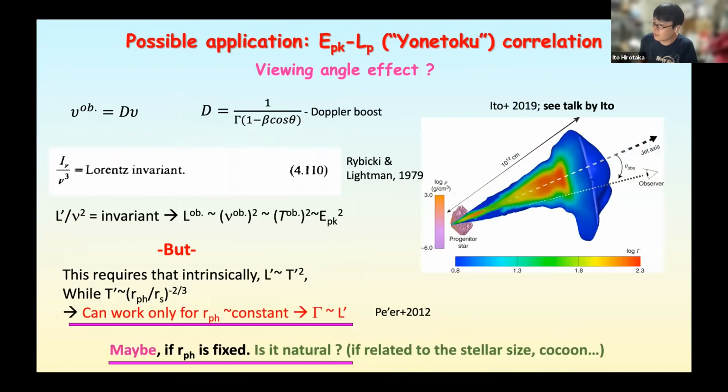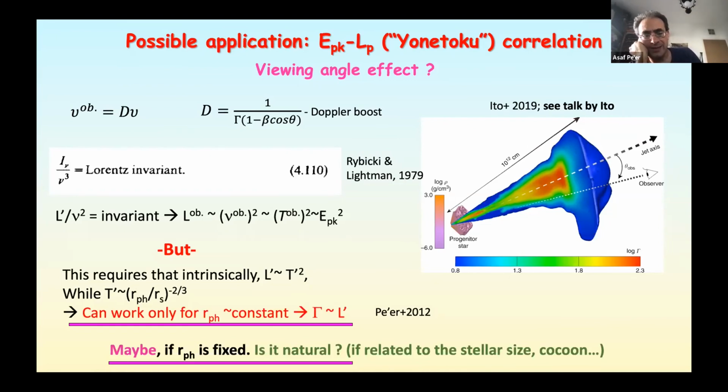So such a simple explanation can't be valid in our simulation. Unfortunately, I don't have a good intuitive simple explanation for it. But the simulation somehow predicts a structured shape of the jet, which reproduces photospheric emissions that have a correlation, like the Yonetoku relation, due to the viewing angle. This is just a quick comment about our work. So thank you very much. I'm looking forward to your talk.